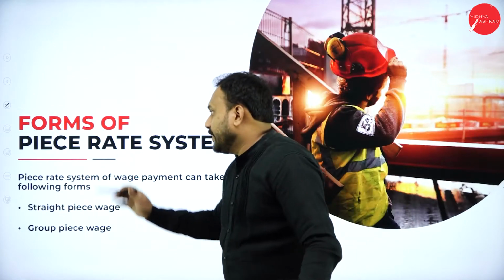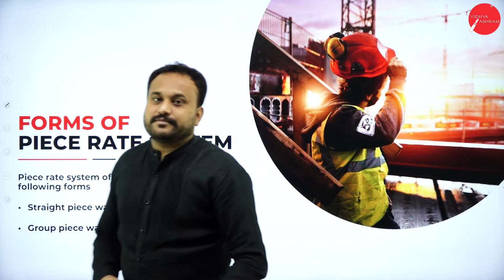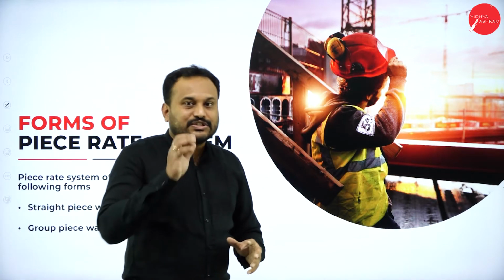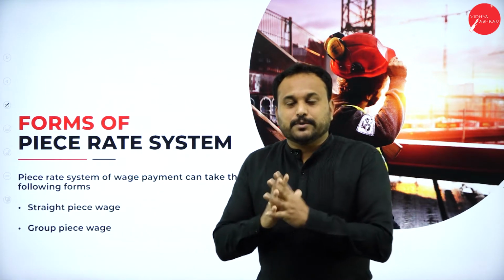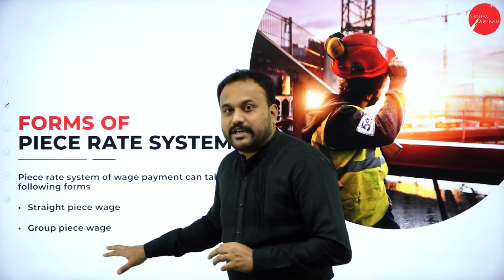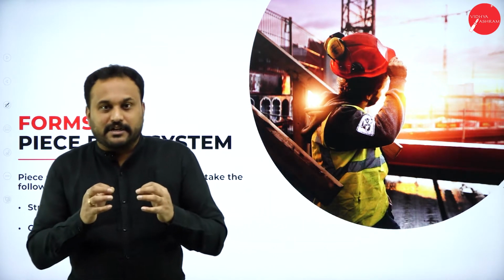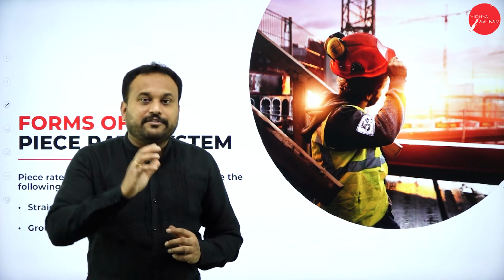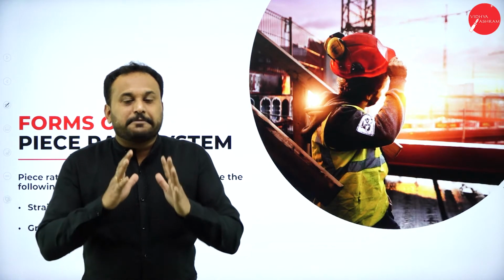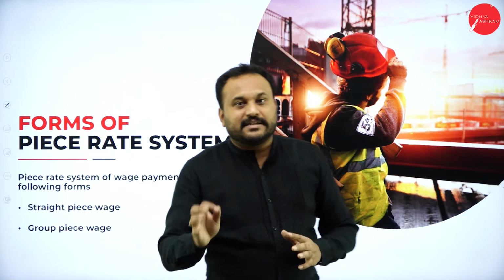The next one we'll go to is the forms of piece rate system. There are two forms of piece rate system. The first one is straight and the second one is group. So what exactly are straight piece wages and group piece wages? The first one, straight, means how much I have agreed to pay, if they finish their units, that much I need to pay them. So that is what is called the straight piece rate system.